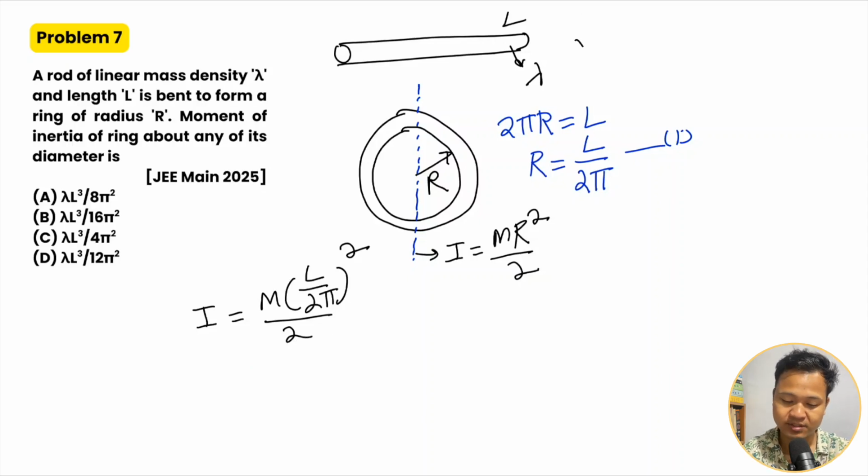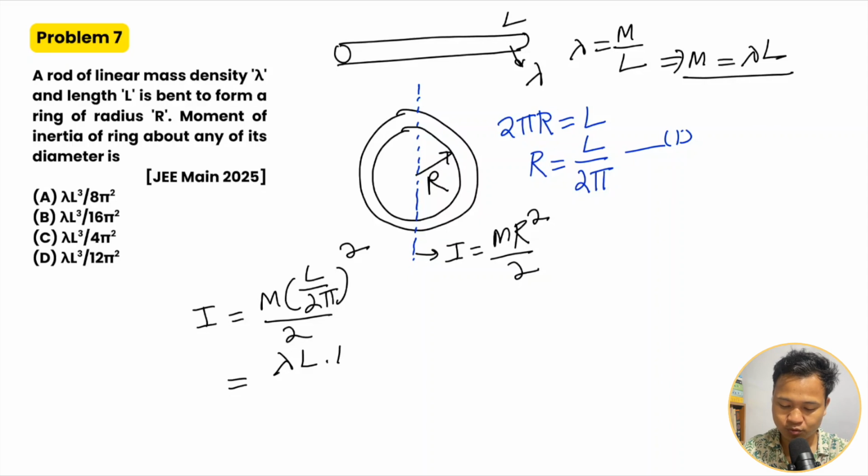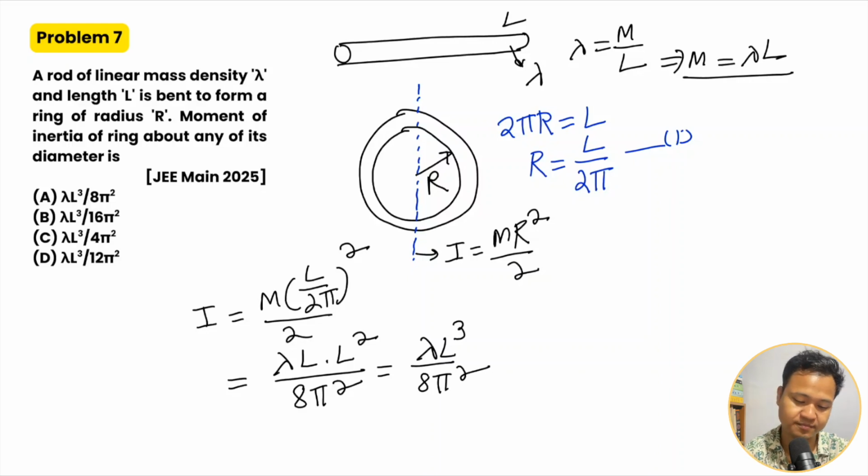Lambda is the mass per unit length. So the mass is lambda into L. I can put that value here: lambda into L square divided by 2 into 4, that is 8 pi square. So that is lambda into L cube divided by 8 pi square. This is the answer to option 1.